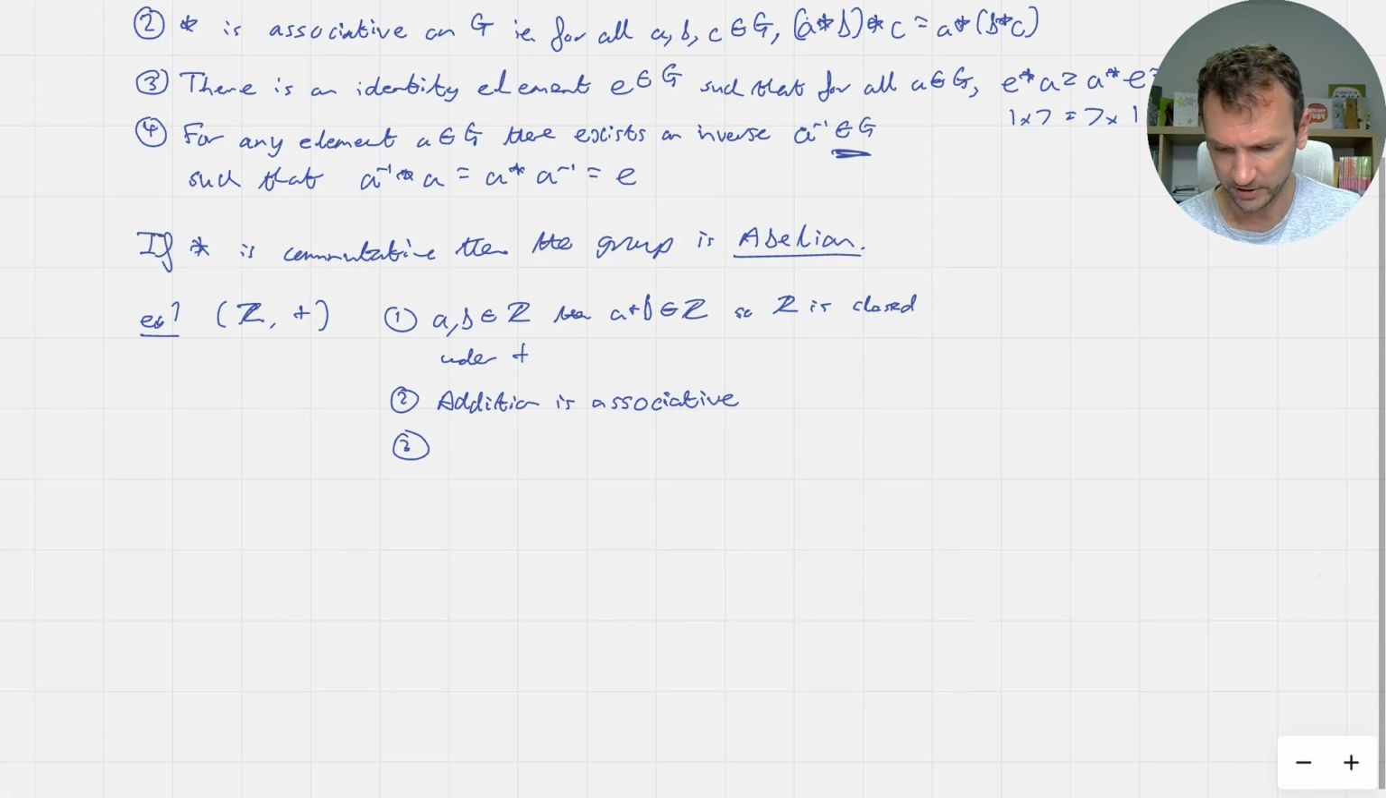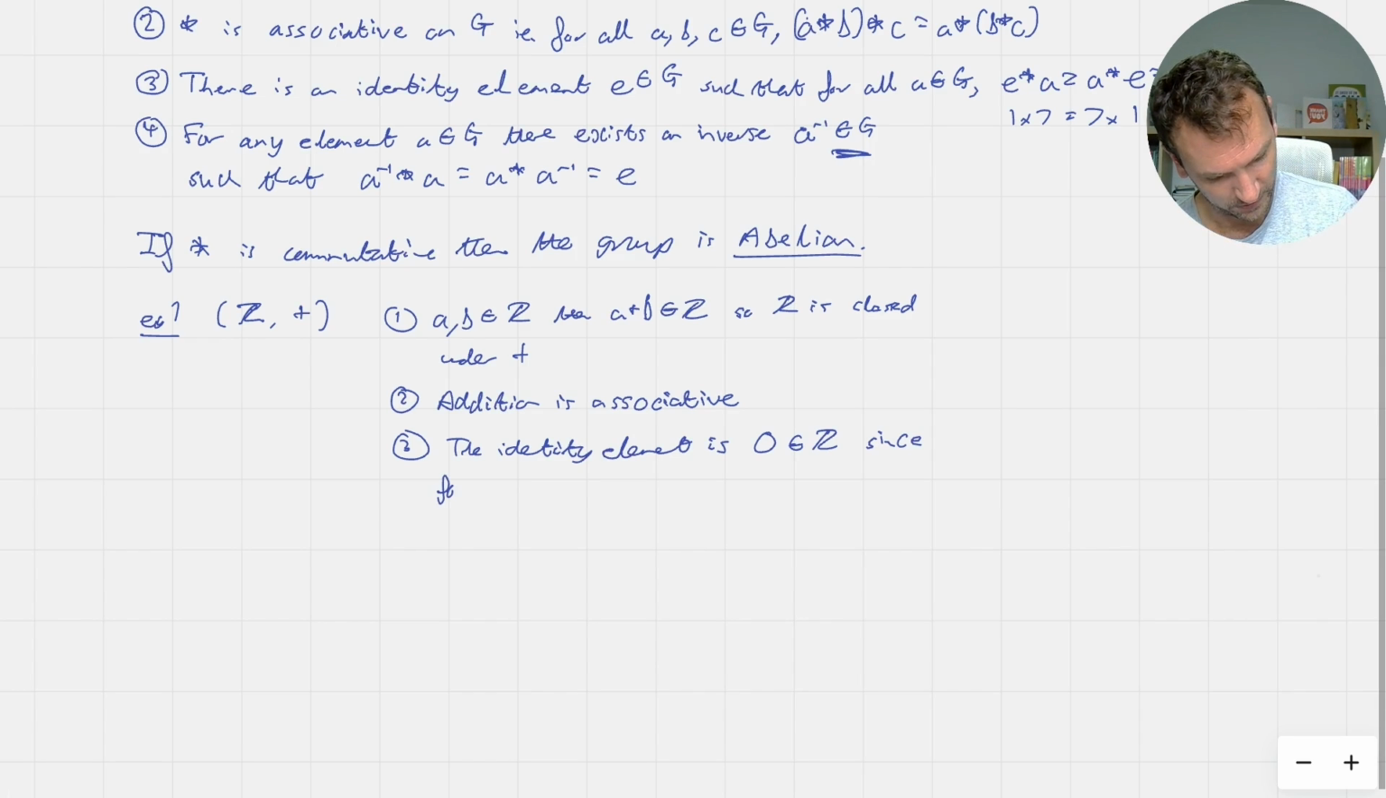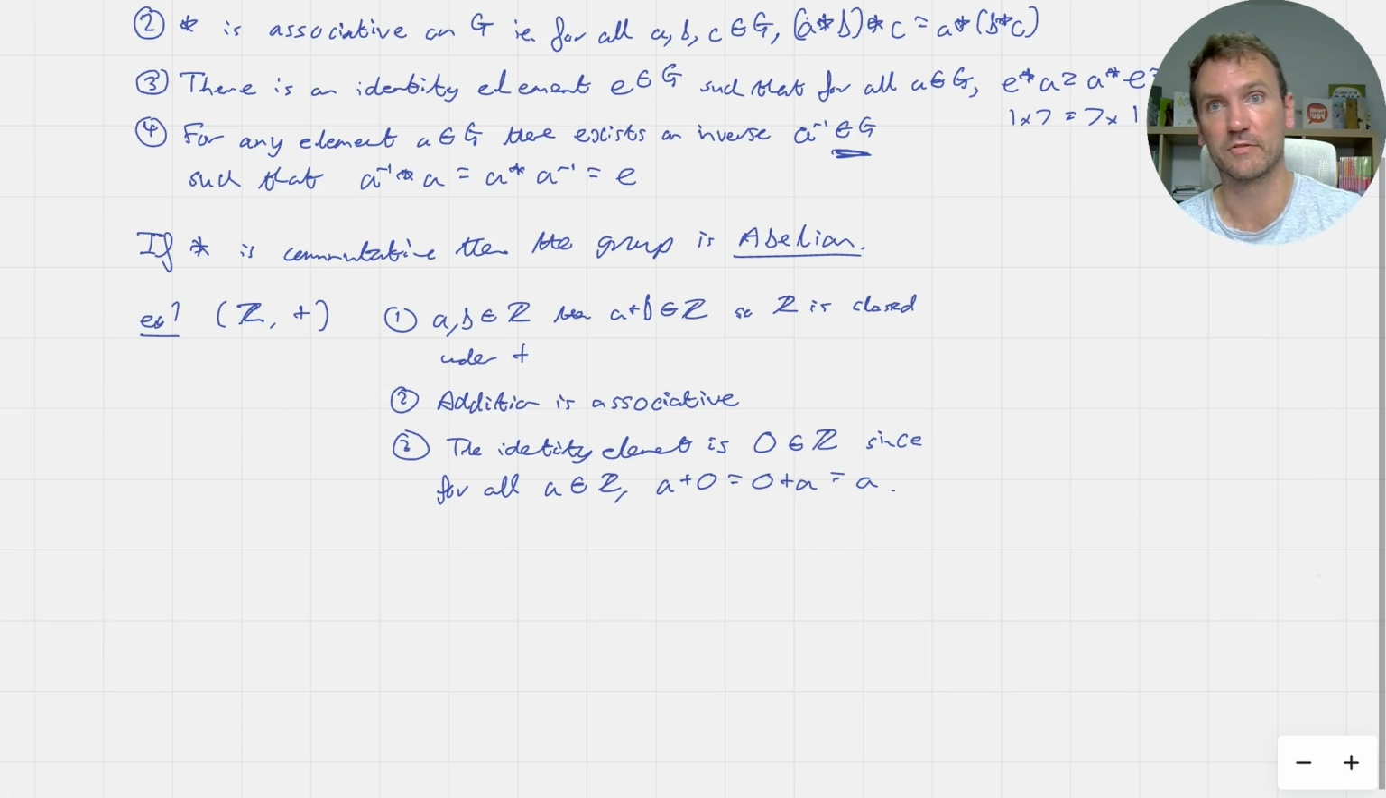So there's a couple of things we want to state here. The identity element is 0, which does belong to our integers, and let's just explain why, since for all members A of the integers, we'd have that A plus 0 is equal to 0 plus A is equal to A, which is exactly what we want. So we've got the identity. We've got our third rule satisfied.